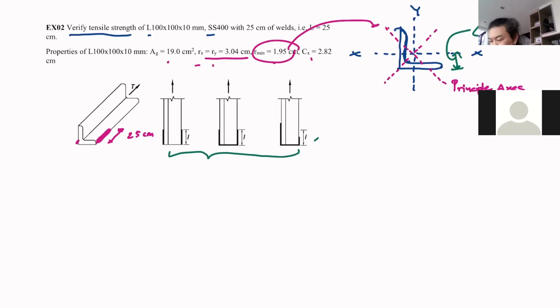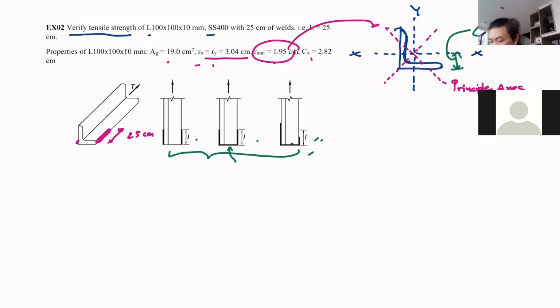Because the axis is not right there in the middle, because it has a leg, right? So they want to try to balance the force in the member. So you would see this. So when you have this, either this or this or this, this has the welding at the end.